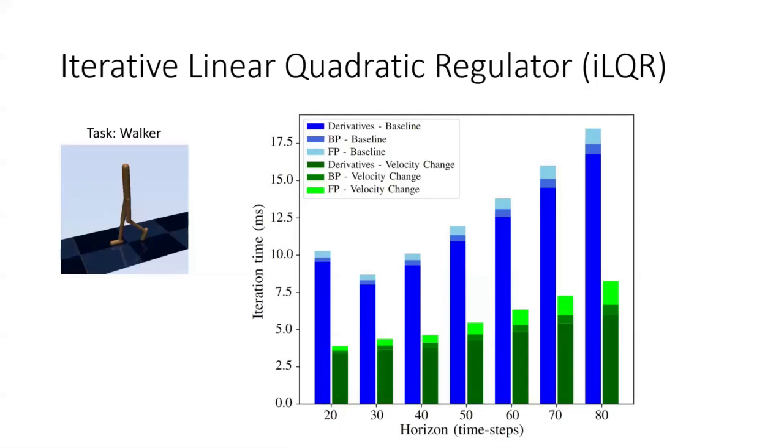So what this says is that each iteration of iLQR takes this much time. For this walker case, when a robot is trying to walk and run, each iteration takes about 12 milliseconds. And this blue is the amount of time it takes to compute the derivatives. And then in iLQR, there's the forward and backward pass, so the forward pass and backward pass are taking this much time.